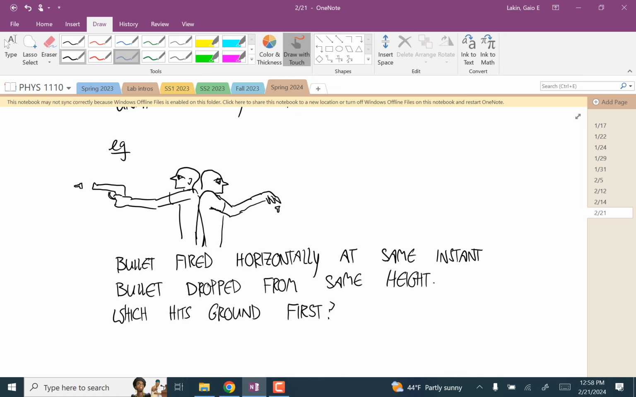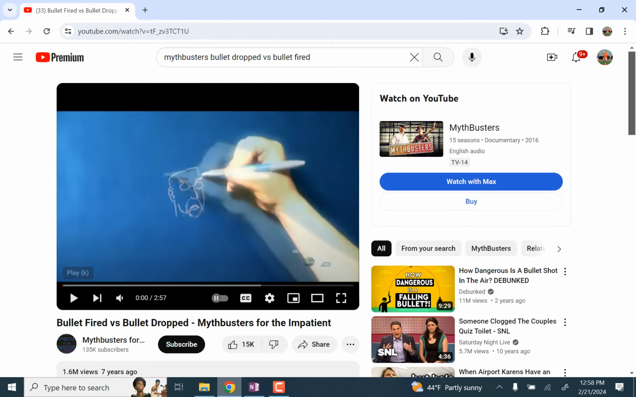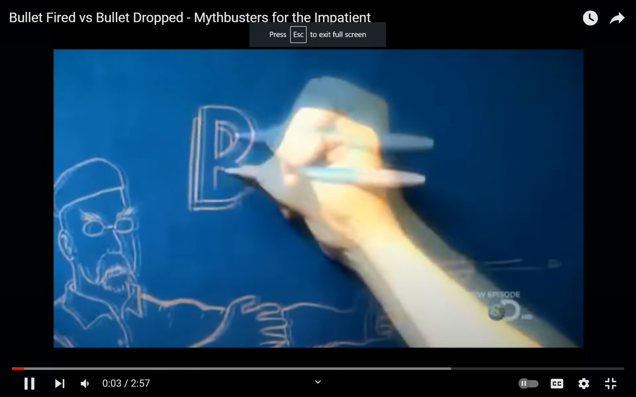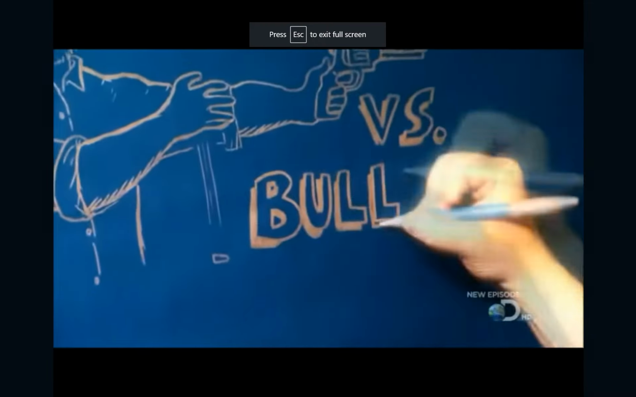Okay? So I want to show you a Mythbusters video where they actually do this. You can actually see it happen. And keep this in mind as a way to remember this second misconception, that horizontal motion and the vertical motion are independent of each other in free fall. Okay? Is that loud enough?